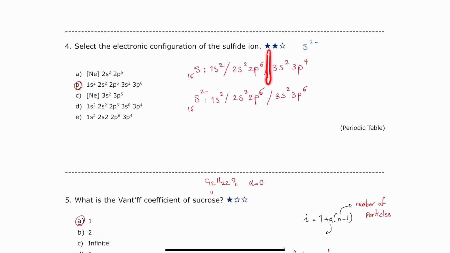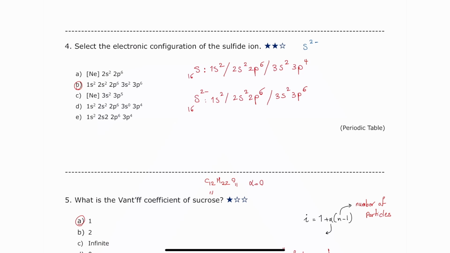Until here we have 10 electrons, but sulfur has 16, so we have 6 more places to be full. Then we go to 3s2, okay? We are just left with 4 and we put it in 3p4. So this is the electron configuration of sulfur.